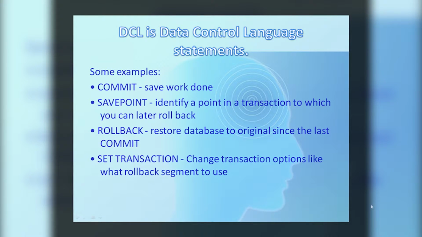DCL is data control language statements. There is a third part of SQL. Some examples: commit, save work done. Savepoint, identify a point in a transaction to which you can later roll back. Rollback, restore database to original since the last commit. Set transaction, change transaction options like what rollback segment to use.